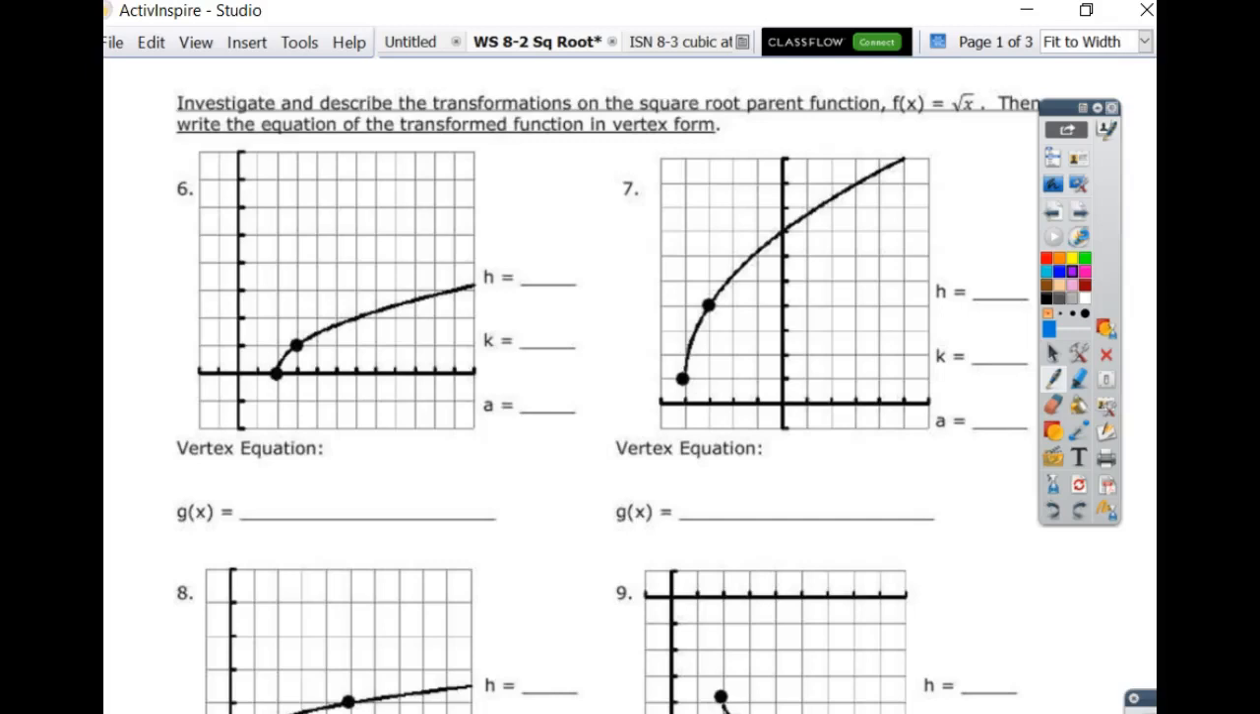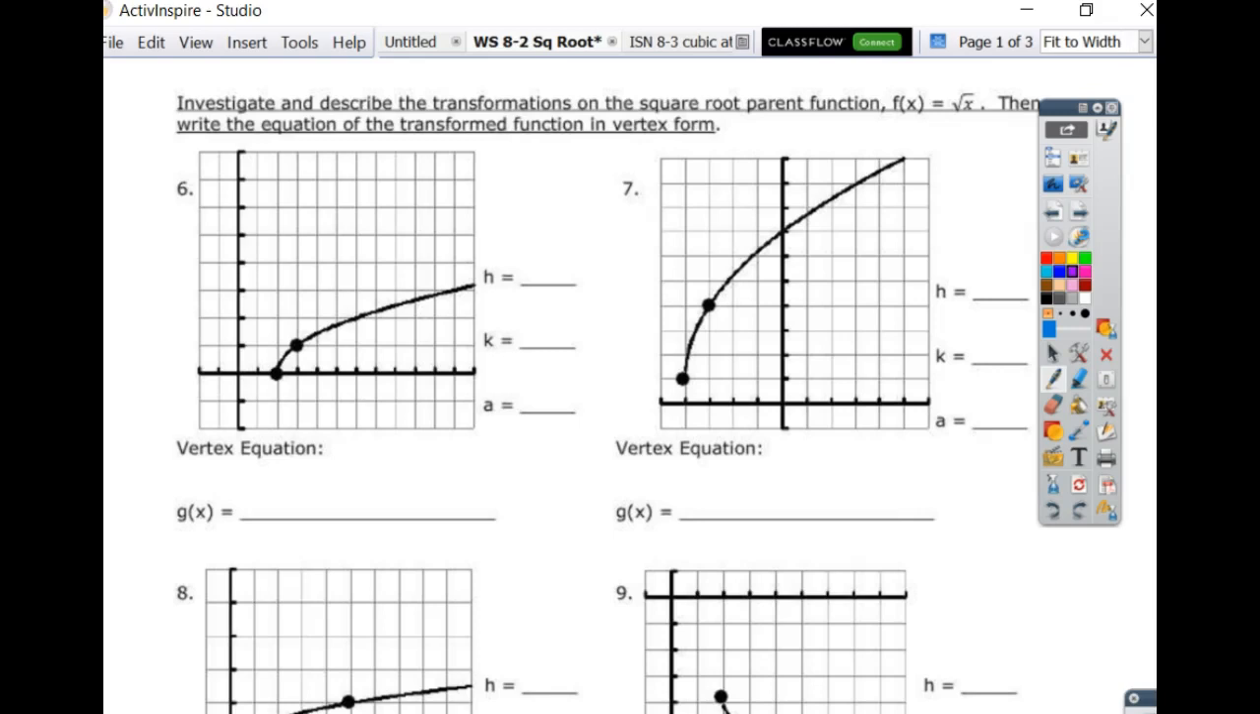Okay, so the first thing I'm going to do is go over the square root transformations we did. You can just watch for a second. I want to go over some stuff before we start the notes today. First of all, on the square root transformations, you always start from the 0 point where the vertex is.